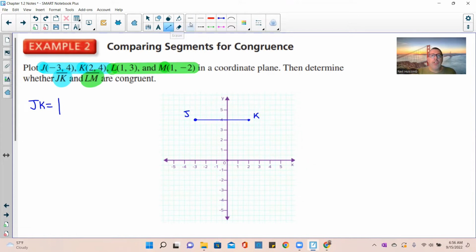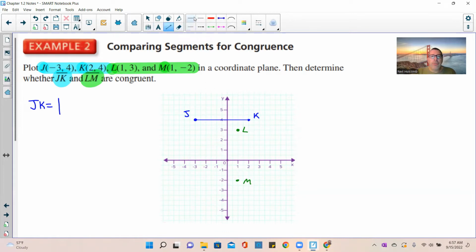Now I'm going to switch to green. I'm going to plot the point 1, 3. So that means go right 1, up 3. So here is 1, 3, and that is point L. M is over to the right 1 and down 2. Right 1, down 2 is right here, and that is M.